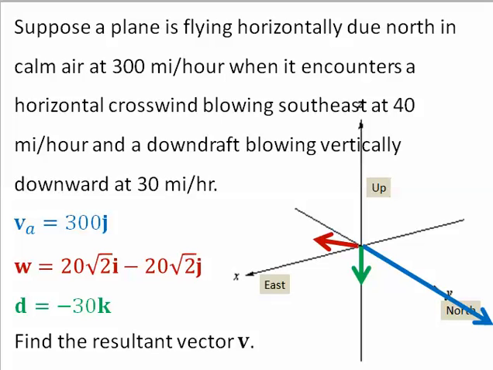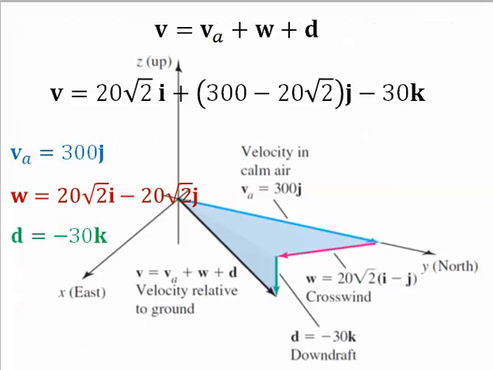To find V, all we're going to do is add these three vectors. And of course we want to add them component by component. When we do that, V is equal to 20 radical 2 i plus (300 minus 20 radical 2), all of that times j, minus 30 k.